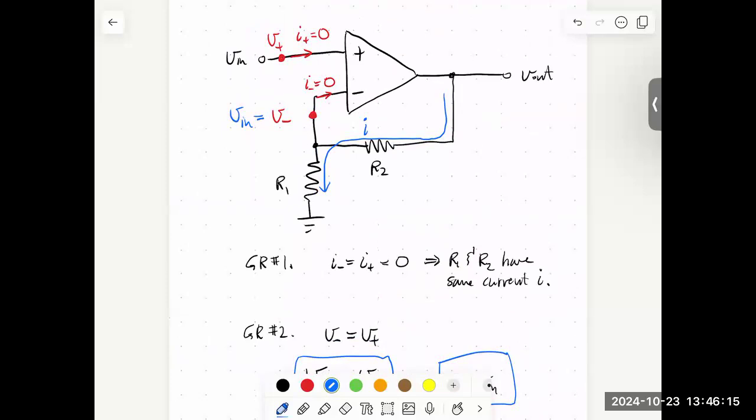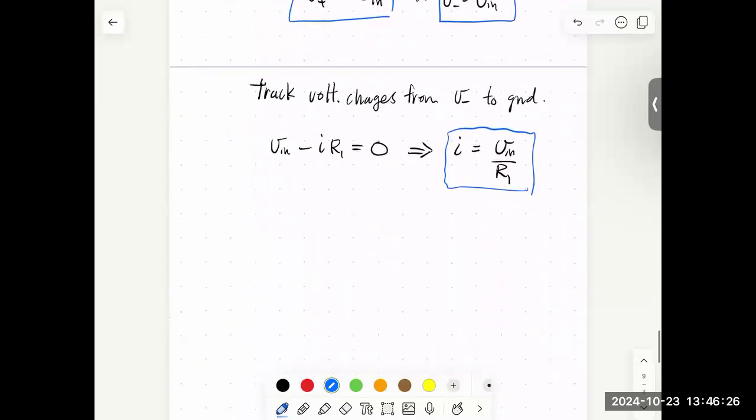We are going to, yeah. We're going to go from V out, and we're going to follow the current through R2 and R1 back to ground. So let's try that. Let's track the voltage changes from V out to ground. Okay, so we're going to start at V out.